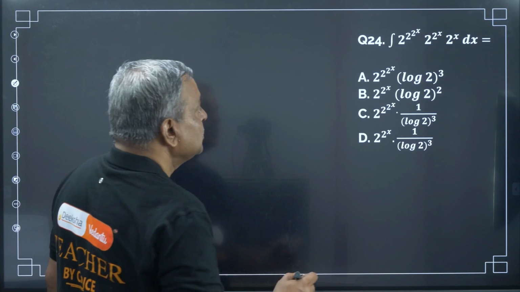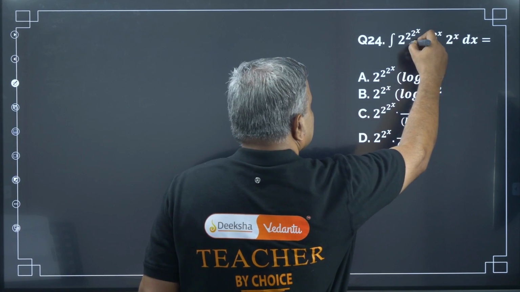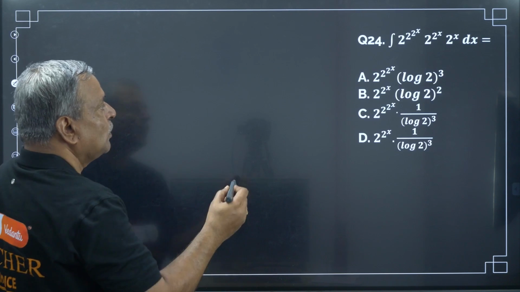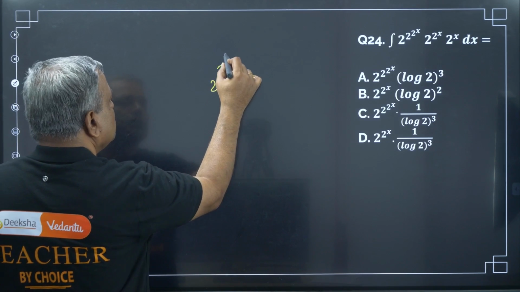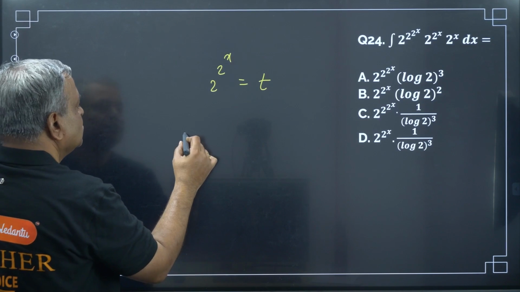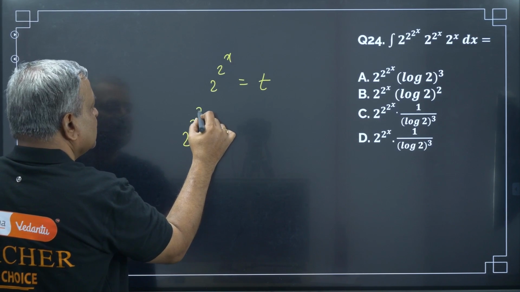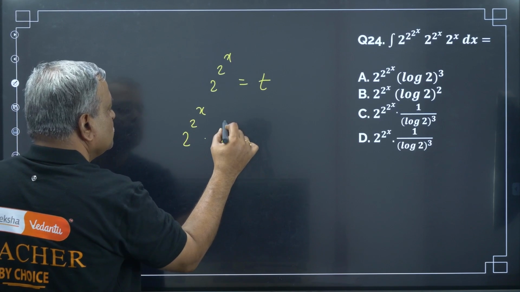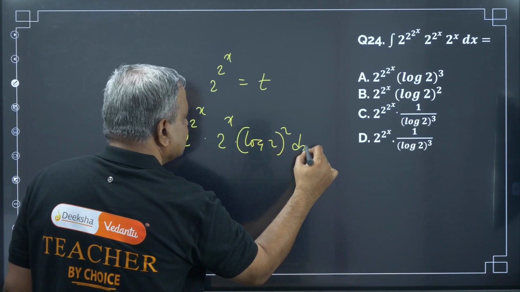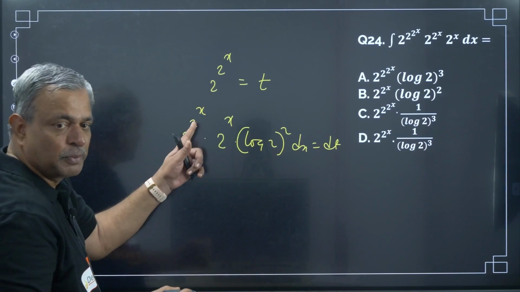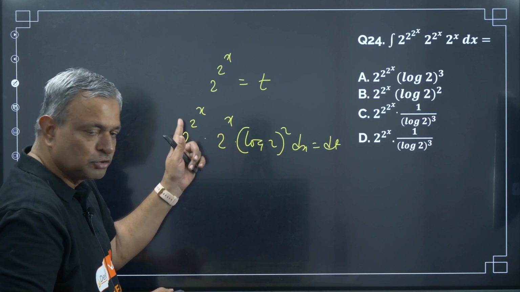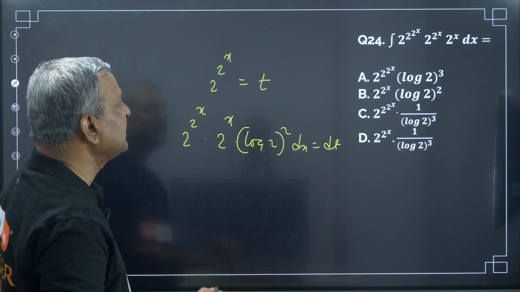Same way, if you see the derivative is present, clear? So derivative is present. But what you have to do is 2 to the power x is equal to t. Clear? What's the derivative? 2 to the power x into 2 to the power 2x into (log 2) whole square dx is equal to dt. While doing 2 to the power x, what's the derivative? 2 to the power x log 2. Again the derivative of 2 to the power x is 2 to the power x log 2. 2 times it will come.